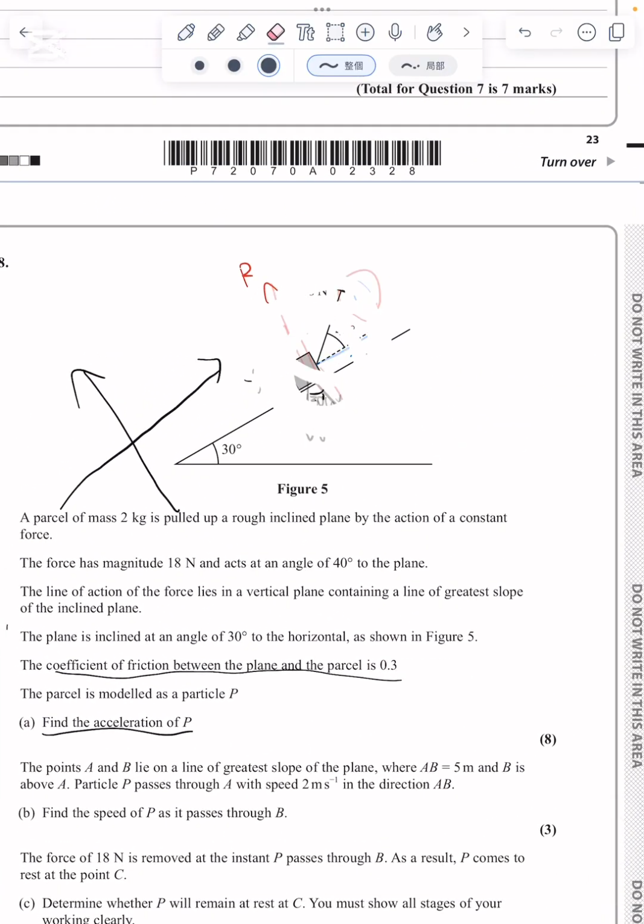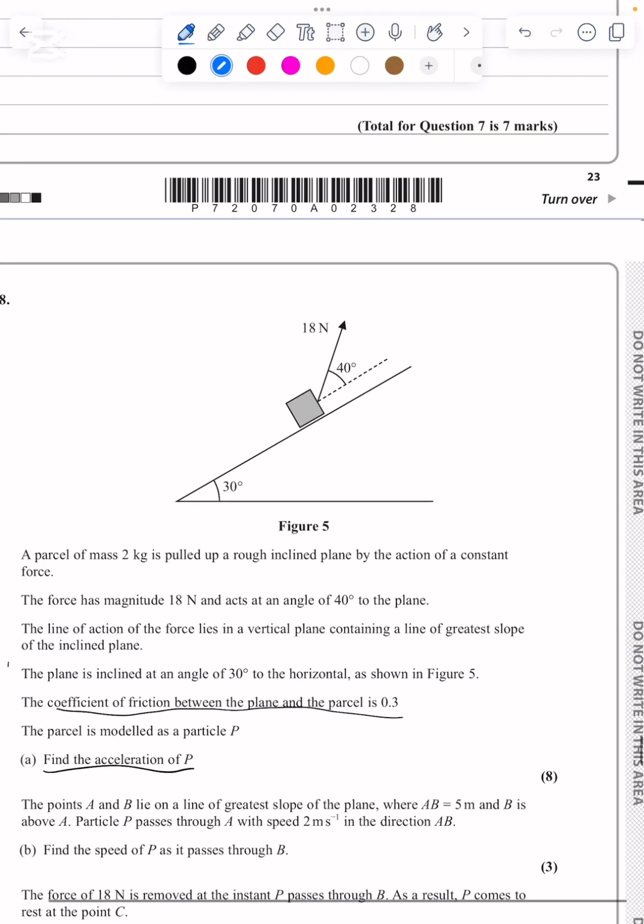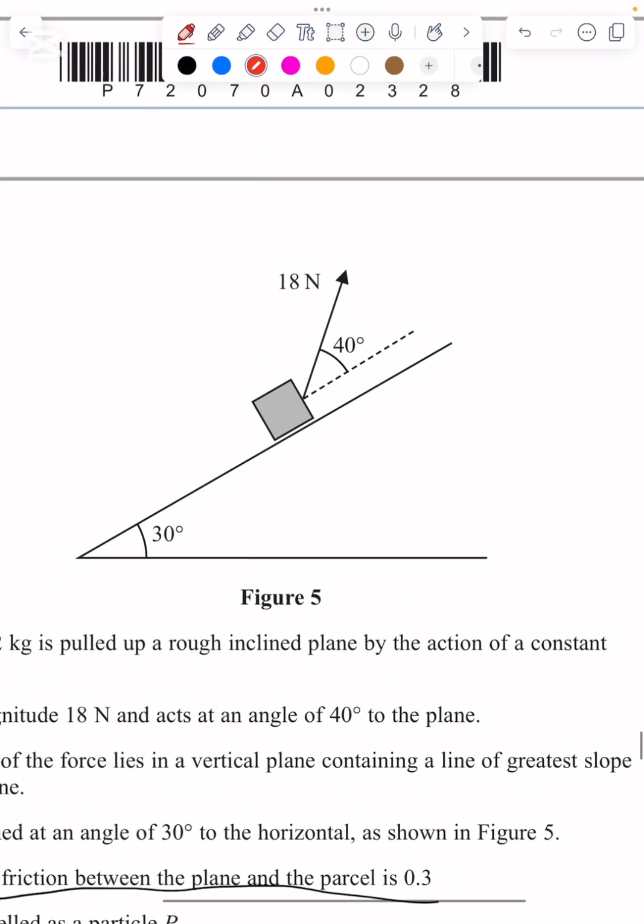Oh god, we have to use this ugly diagram again. I'm going to erase all the dirty work.